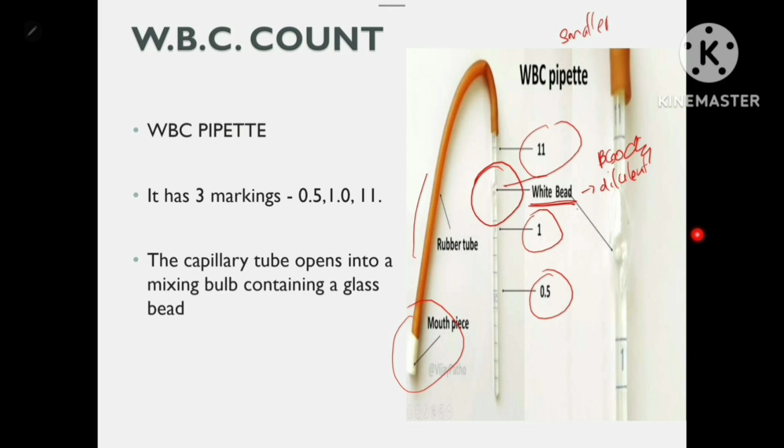So how do you differentiate the WBC and RBC pipettes? Depending upon the white bead and red bead. As I said, the marking is 11 here, whereas in the RBC pipette it will be 101.